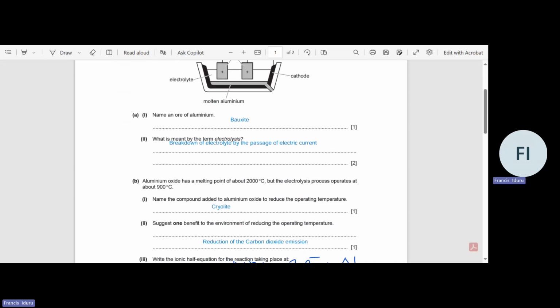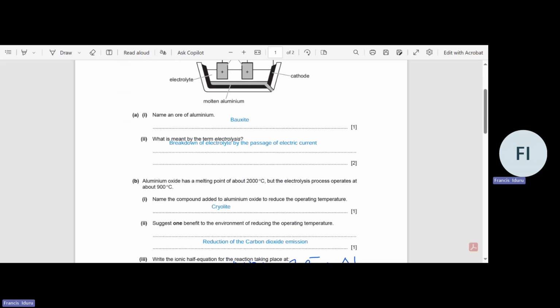Therefore, let's go to B1, figure 2. Give just one benefit to the environment of the reduction of the operating temperature. Like I just said, because the temperature has been reduced, the rate at which the carbon anode is replaced will also be reduced. That's number one. Two, when the carbon anode reacts with oxygen that is formed at the anode, it forms carbon dioxide. And carbon dioxide is a greenhouse gas. It increases the temperature of the environment.